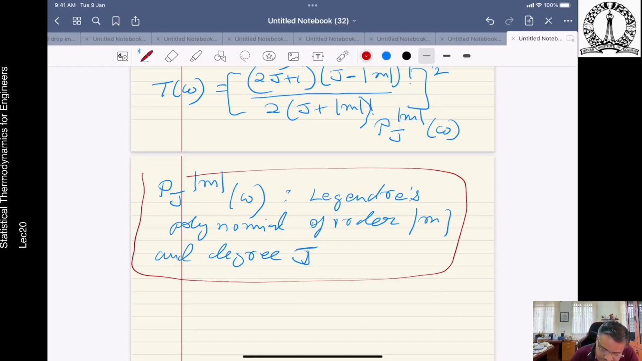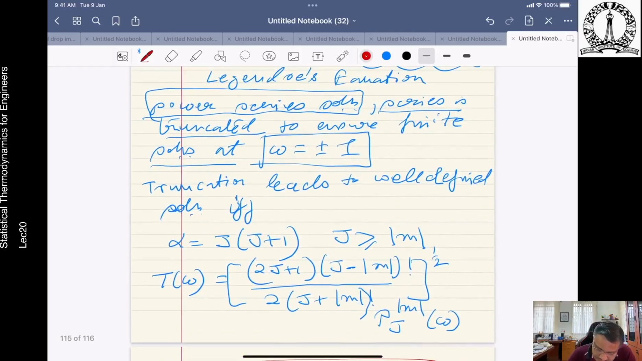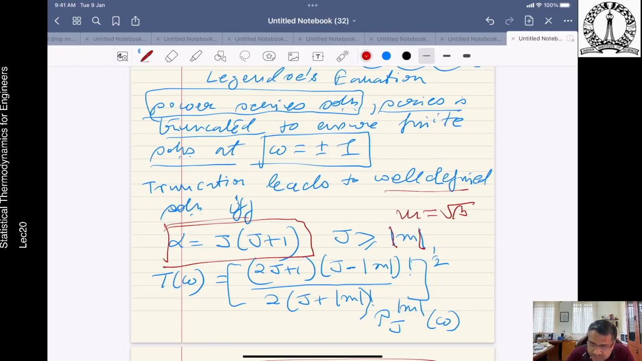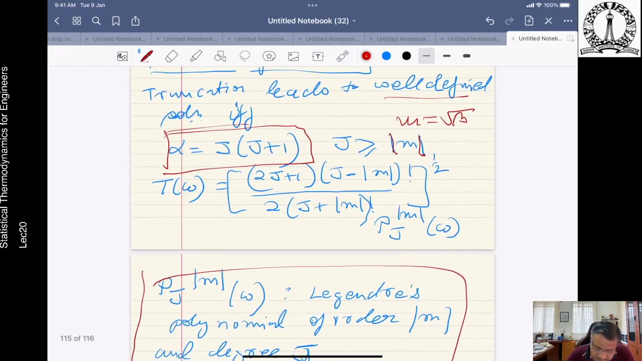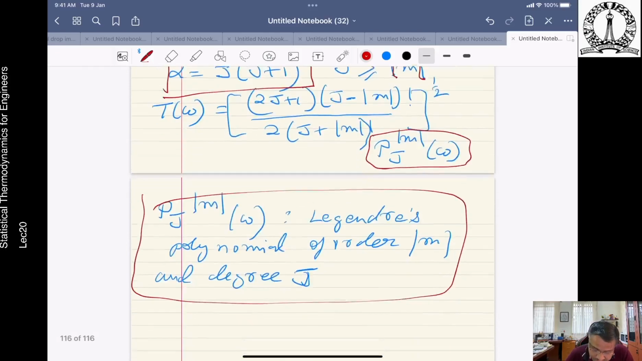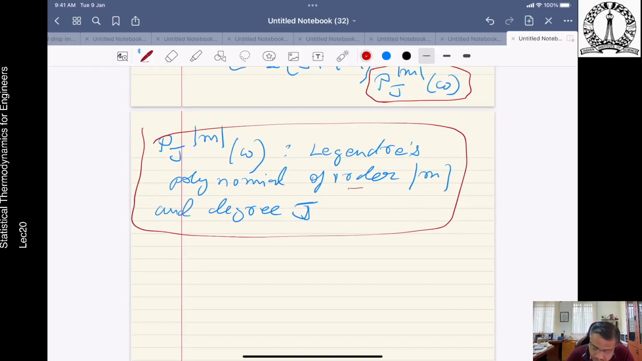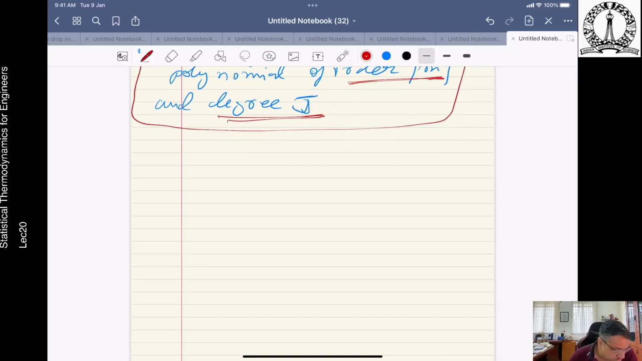So this is a mathematical manipulation right now. Truncation leads to a well-defined solution if and only if alpha is j into j plus 1, and j must be greater than or equal to m, where m we know is root of beta, and it takes values 0, plus minus 1, etc. And the total solution T, the theta part of the solution, is given by this multiplied by this polynomial P_j, the Legendre's polynomial of order m and degree j. So this is the total solution.